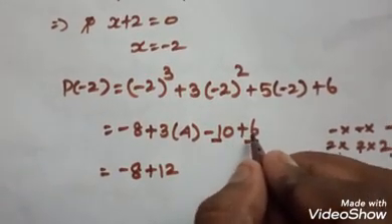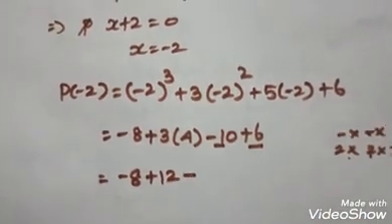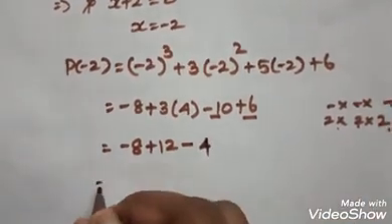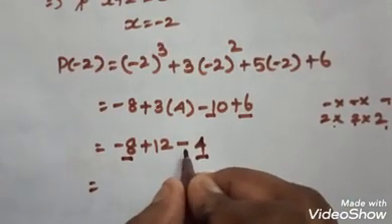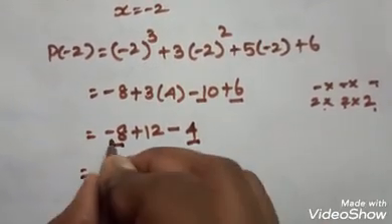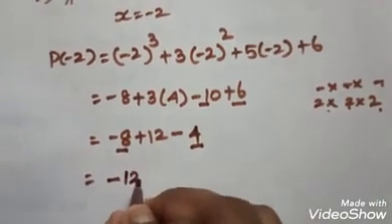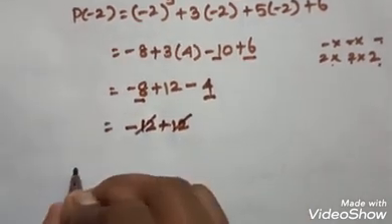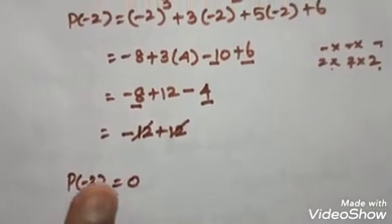Here the symbols are different, so you have to subtract. 10 is bigger, so the answer becomes negative: 10 minus 6 is 4. Then minus 8 minus 4: the symbols are the same, so by the condition of integers you have to add and put the same symbol. Minus, minus, we put the same symbol. 8 plus 4 is 12, so minus 12 plus 12 will become 0. So p of minus 2 is equal to 0. Hence we have proved this by the factor theorem.